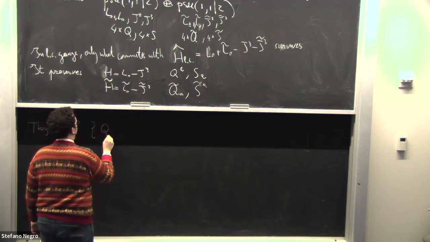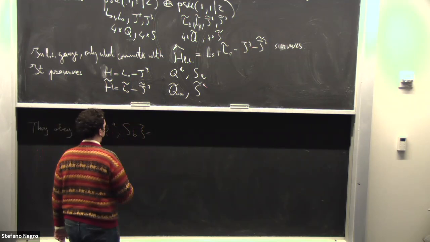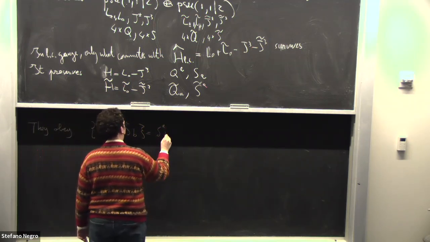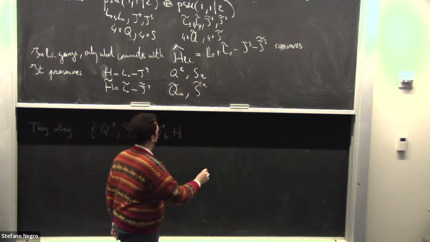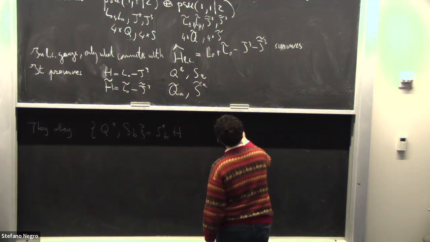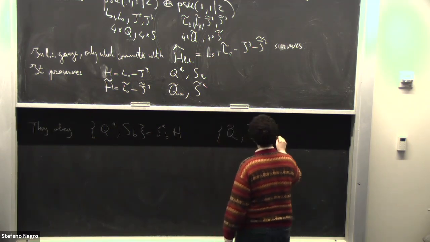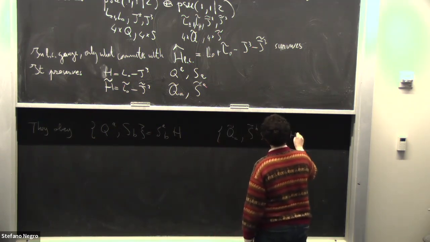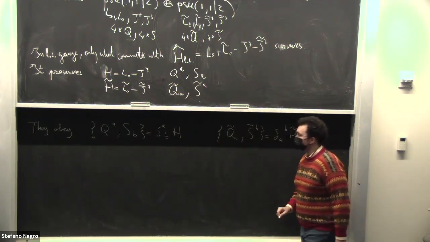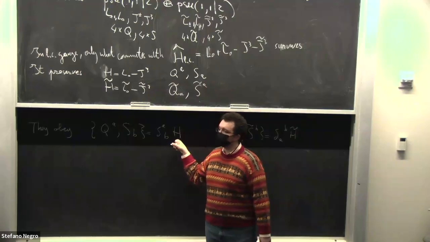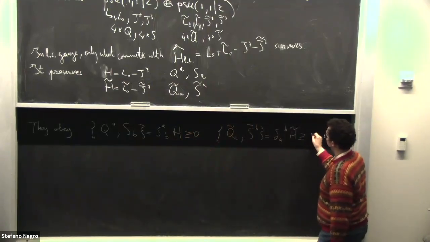So a Q with an S is H, and the Q tilde with an S tilde, you guessed it, is H tilde. And since for unitary representation, actually Q is conjugate to S, you already see that indeed separately these guys are semi-definite.